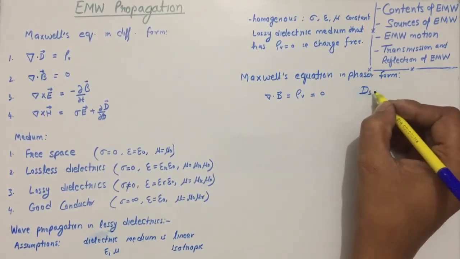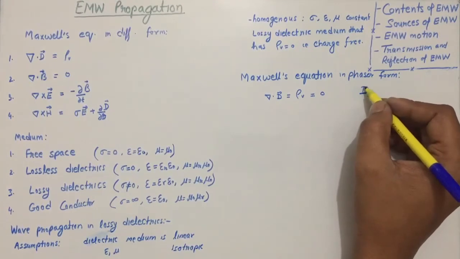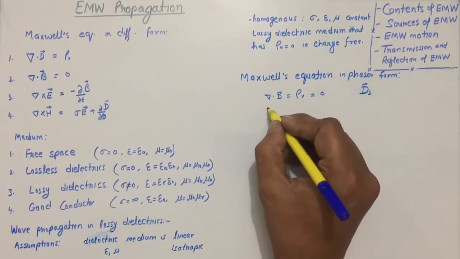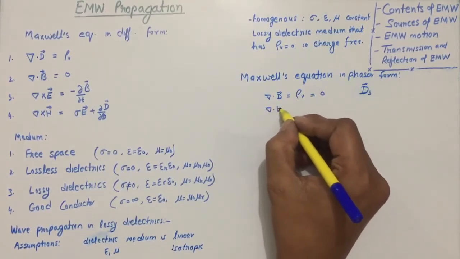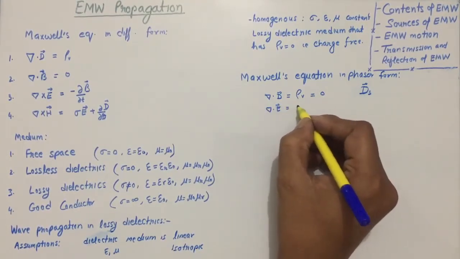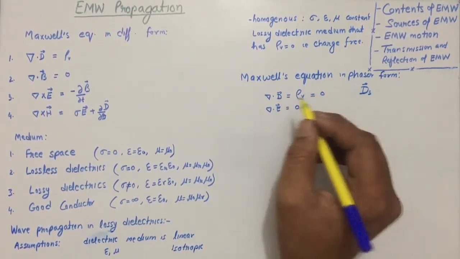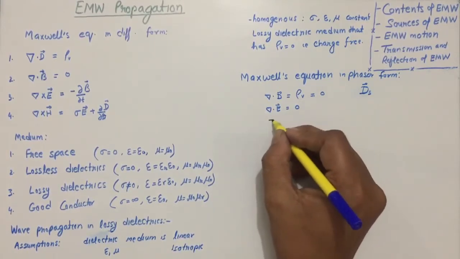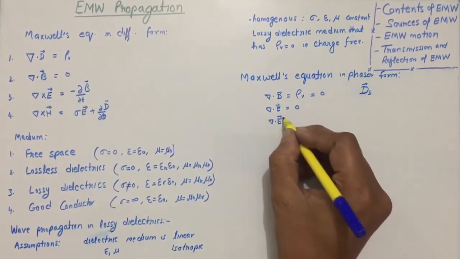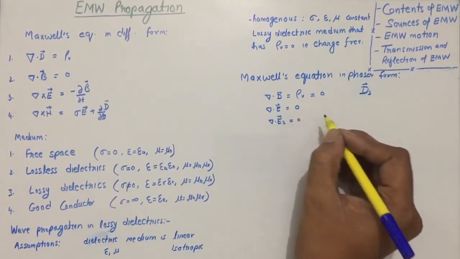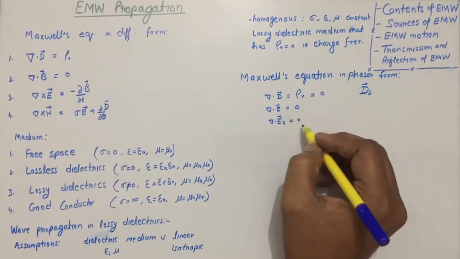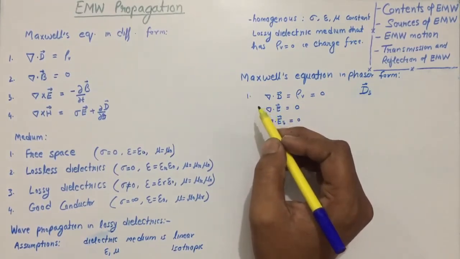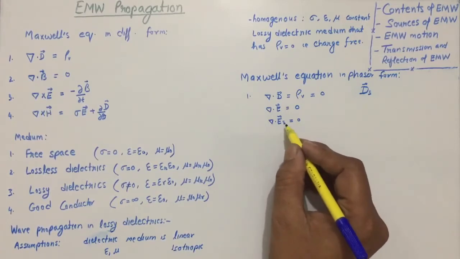So now D changes to Ds in phasor form, and from here we have del dot E is equal to 0 as well, as epsilon is constant, and following this we can have the phasor form. The change will occur here only. So this is the phasor form of Maxwell's first equation. There is no change except the notation.